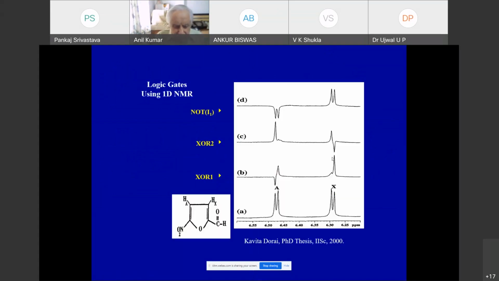These are just simple gates. A NOT gate is just inversion. Not one gate is inverting one spin. Not full NOT gate is just inversion of everything. Control NOT gate is inverting this transition. Control NOT gate is inverting this transition, and this is logical gates using 1D NMR.